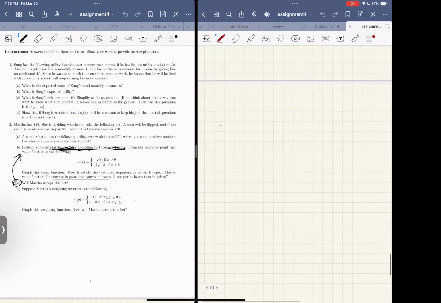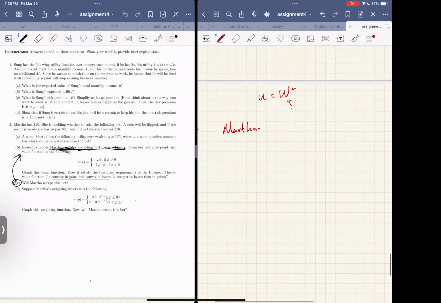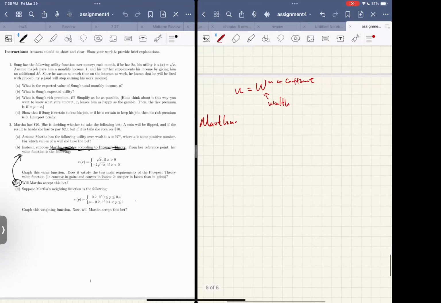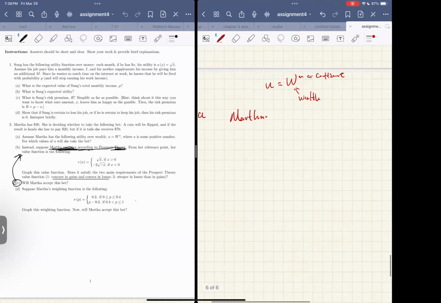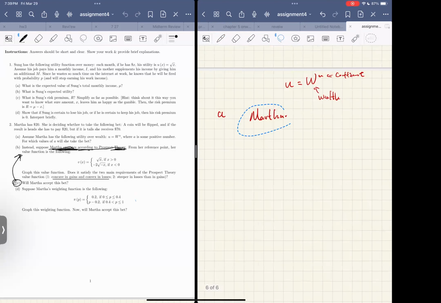Okay, so for A, you have Martha, and the utility is equal to W to the A. W is wealth, and A is just some coefficient, a positive number. For which value of A will she take the bet? Now you have two situations, whether or not you take the bet. So here we have a bet, and here, not bet.